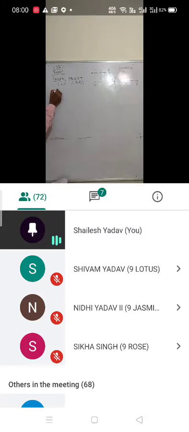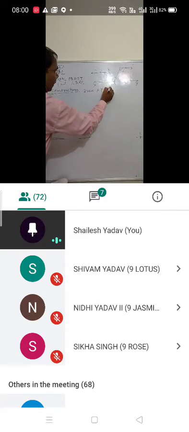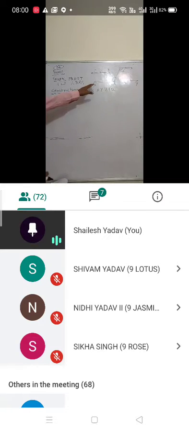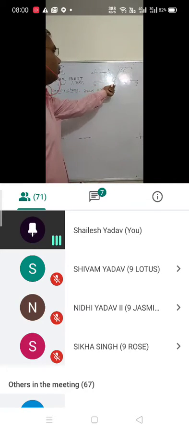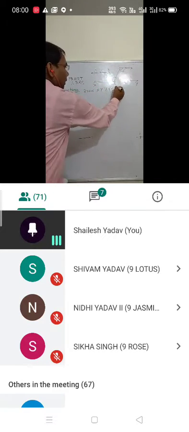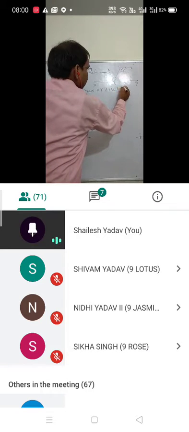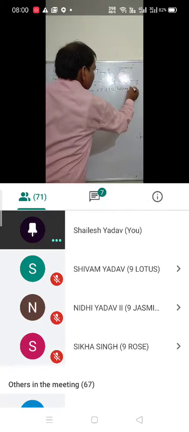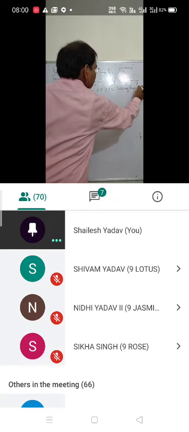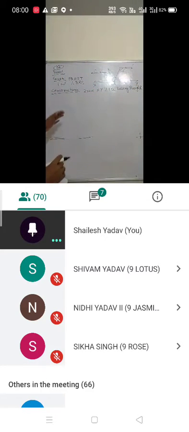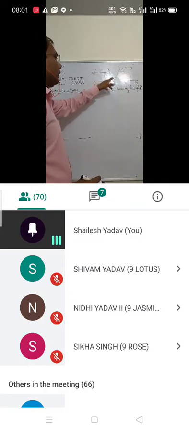So here you will write the construction. Construction will be: draw XY parallel to PQ. Here I am going to draw XY parallel to PQ that is going to pass through the point R. So here you will write passing through R. So you need to draw XY parallel to PQ that is going to pass through the point R.